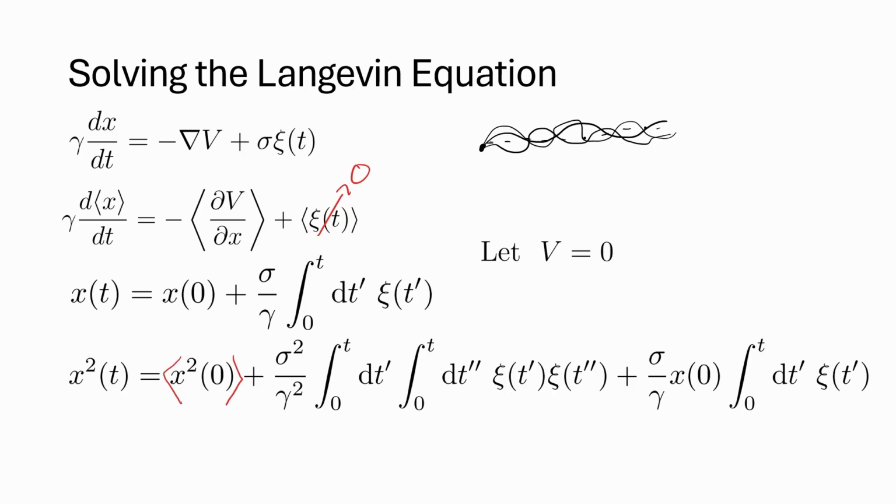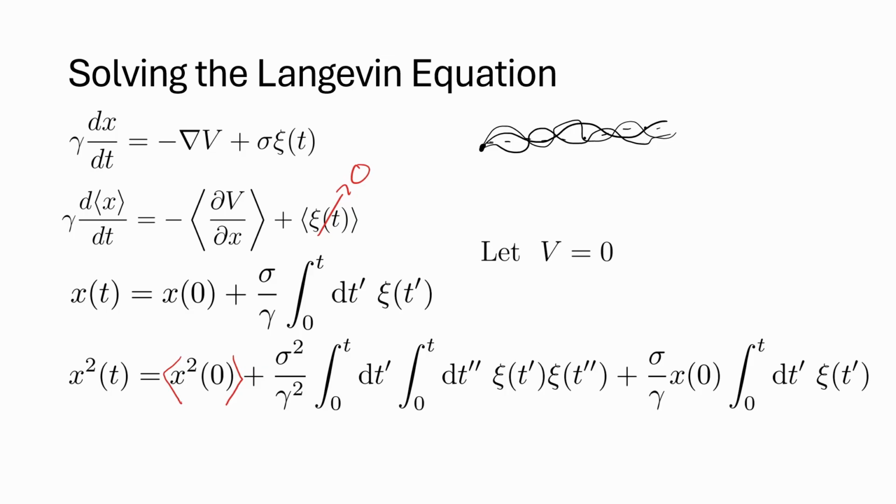This first term here is just the average variance in the position initially. So if you start with, let's say, a delta function, then this would be 0. If you start with some sort of Gaussian distribution, a bell curve, then this will have a well-defined variance at the beginning. And then we have a couple more terms here.